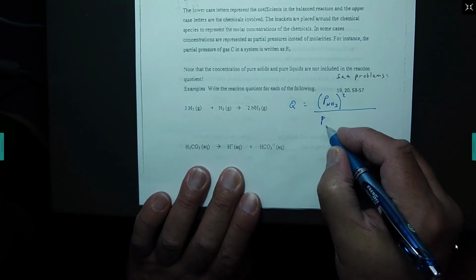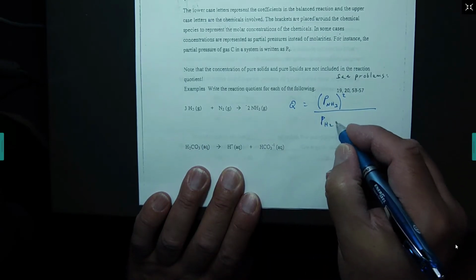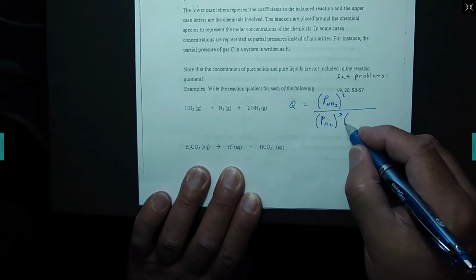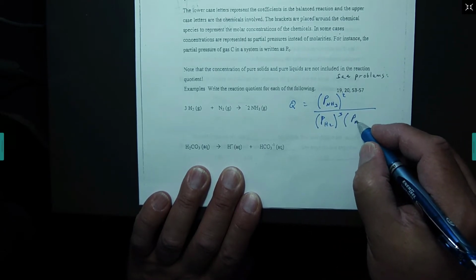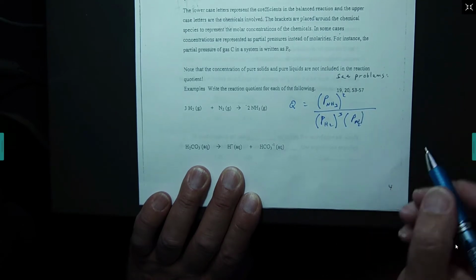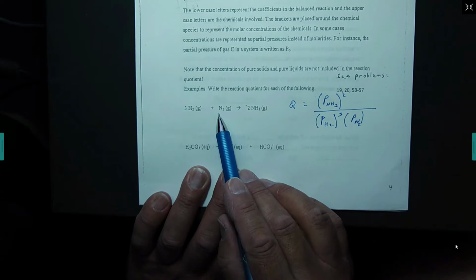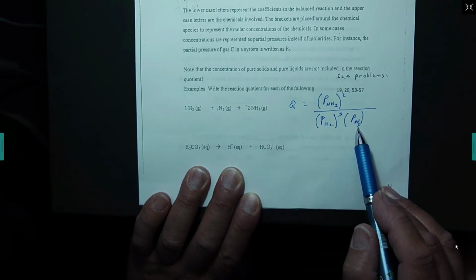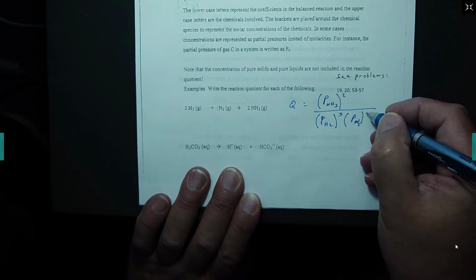So you have the partial pressure of your hydrogen gas cubed times the partial pressure of your nitrogen gas. And again, because the coefficient in front of nitrogen is a 1, it's just the partial pressure of the nitrogen gas raised to the first power.